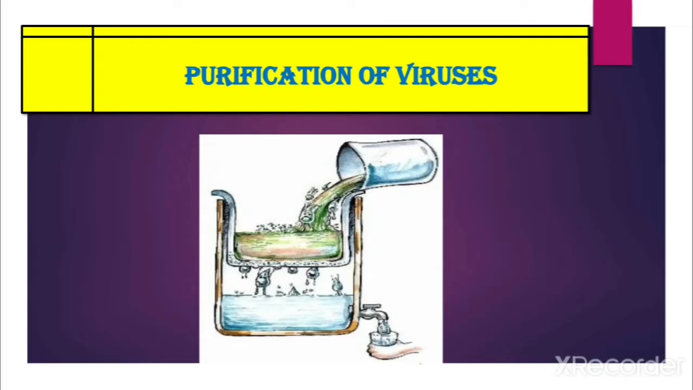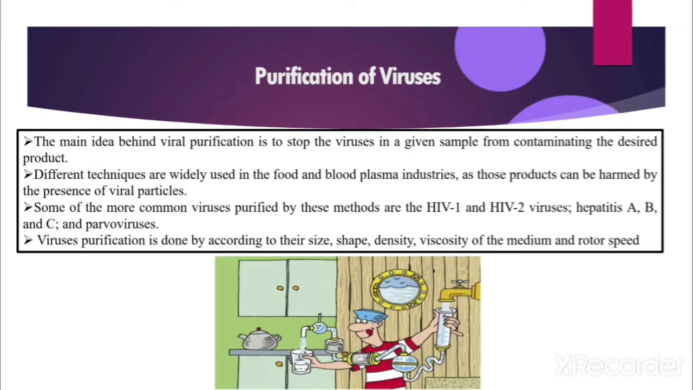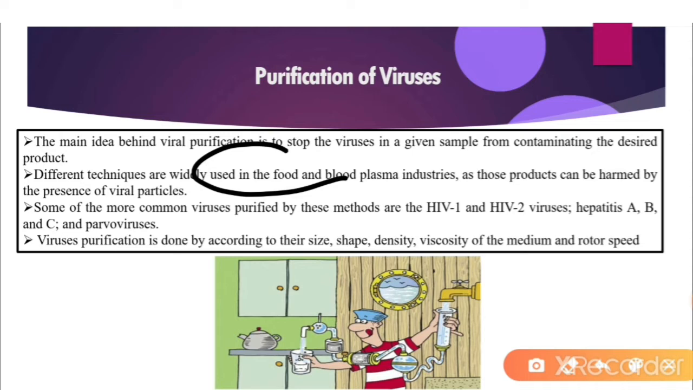In this video lecture, we are going to understand purification of viruses with respect to different techniques. Let's see the introduction. The main idea behind viral purification is to stop the viruses in a given sample from contaminating the desired products. Different techniques have been used for the purification of viruses in the food and blood plasma industries, as those products can be harmed by the presence of viral particles.